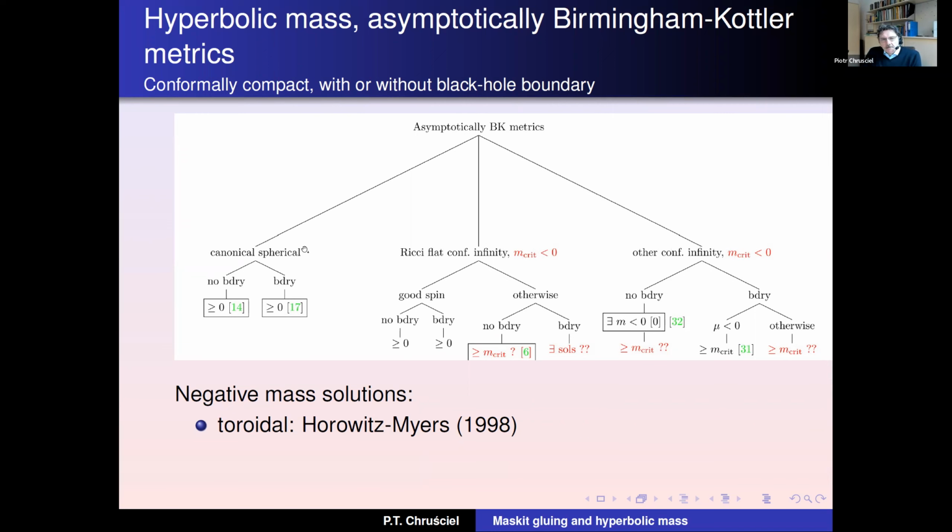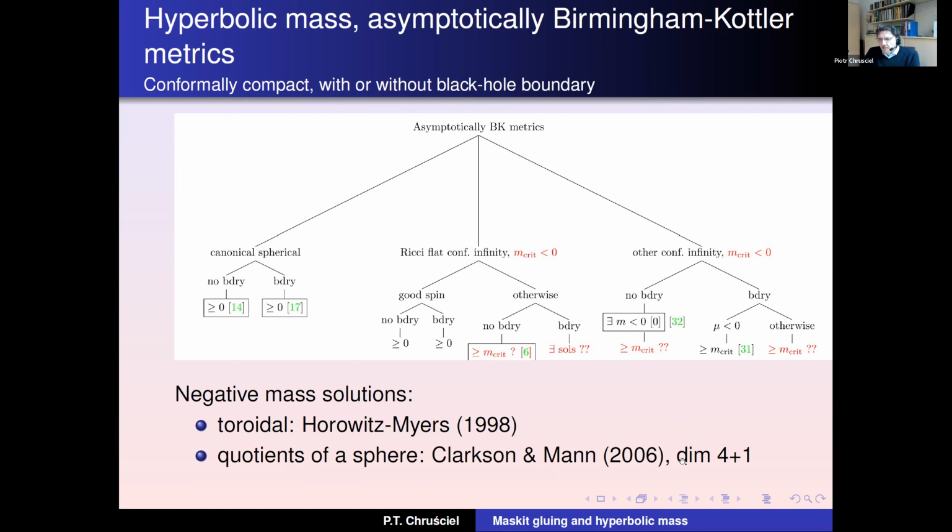Now, this is canonical spherical. This is Ricci flat. There are other conformal infinities. Clarkson and Mann produced an example in 4+1 dimensions, which has a quotient of a sphere, so a lens space at infinity, which has negative mass. And in this higher genus case, in 3+1 dimensions, this was not known until our work, right? So our work is actually filling this window here, and zero being the arXiv preprint that I'm talking about. So higher genus in 3+1, this is the example that we construct here.